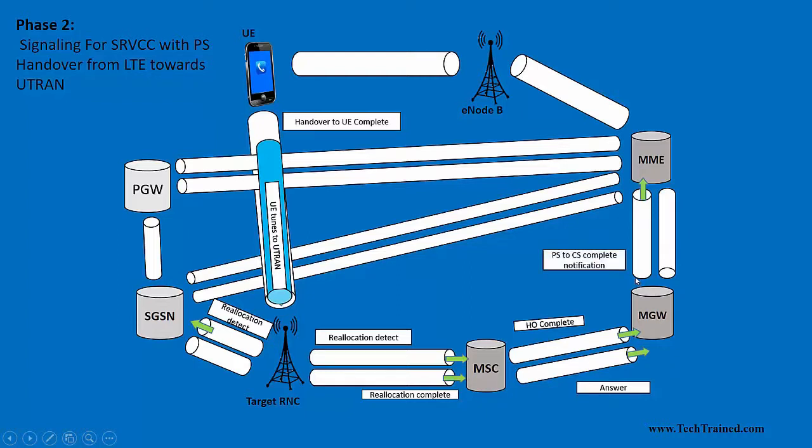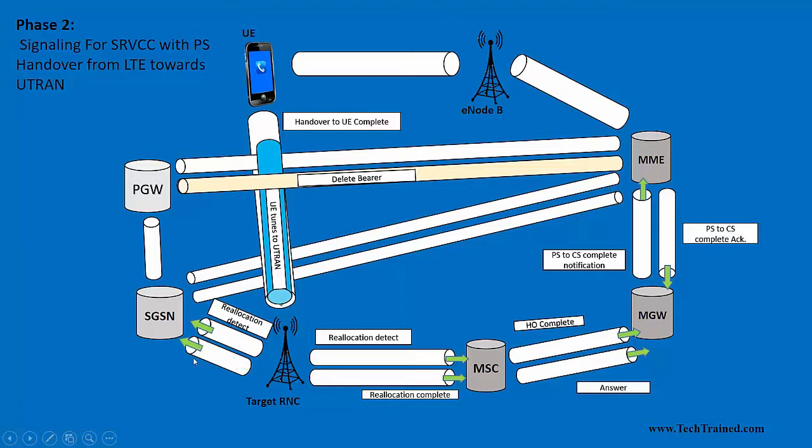Once the MME receives this complete notification, it will send an acknowledgement, and with the acknowledgement it is going to delete the bearer for the voice session which was going through. Now we have packet switch as well as circuit switch, meaning the voice and the data bearer. So the voice bearer will be deleted. Now we still have the packet session which is running. So for that, the MME will forward that acknowledgement towards the SGSN.